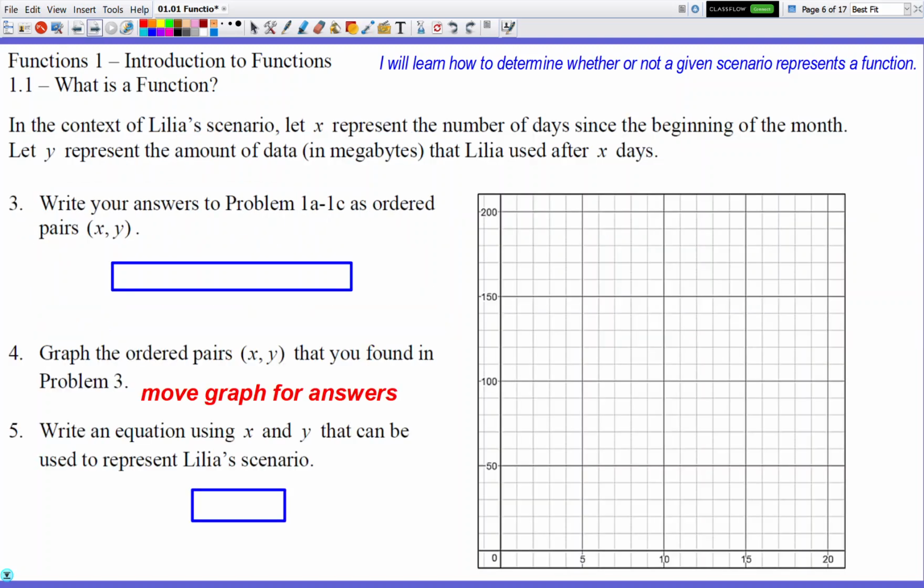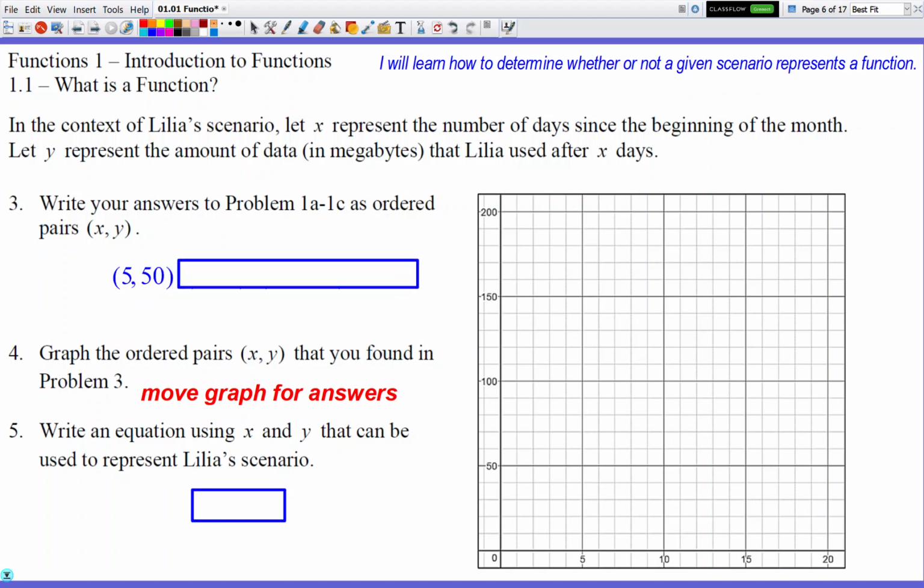All right, so next one. It says, write your answers to problems 1A, 1B, 1C as ordered pairs. So you're going to think of your input as your X. Your day of the month is your input, and you're going to call that your X's. So in problem A, our input was 5. I plugged in 5, multiplied by 10, and the output, or answer, or Y value, if you want to call it that, is going to be 50. So your first ordered pair is going to be (5, 50).